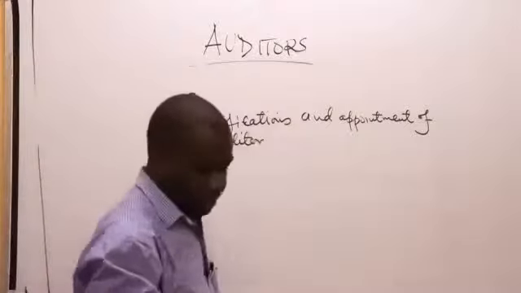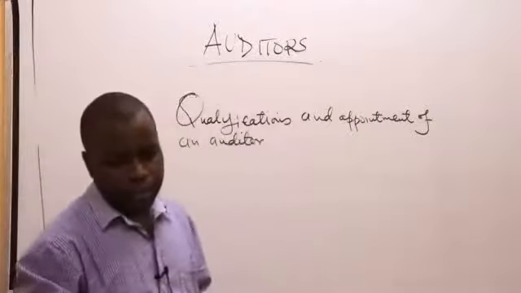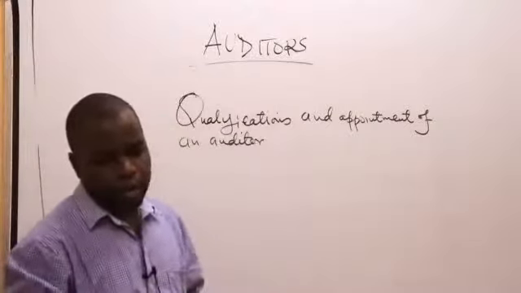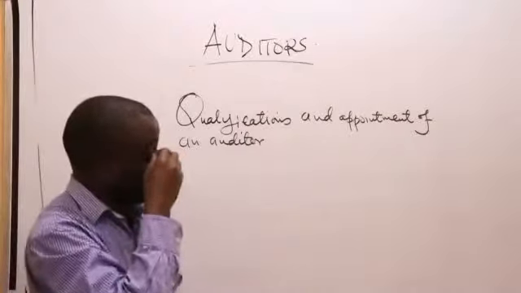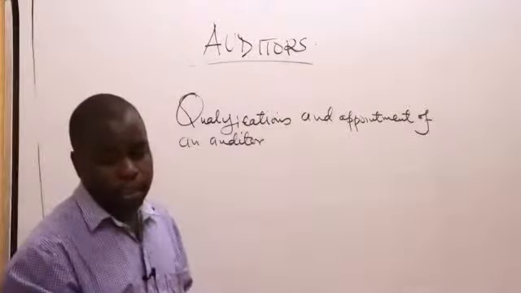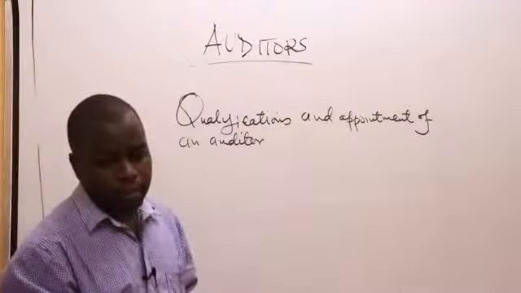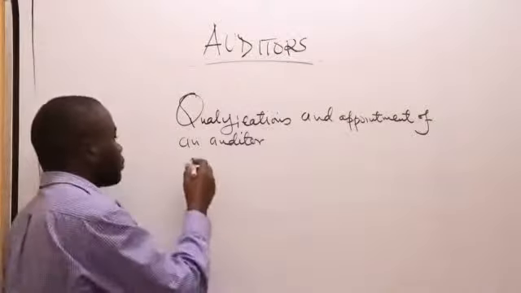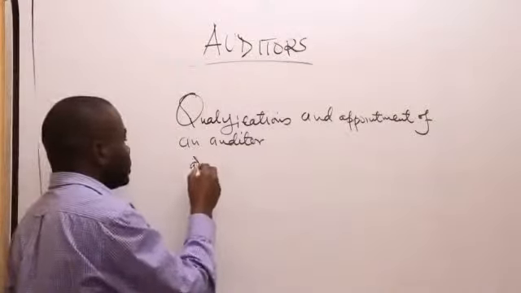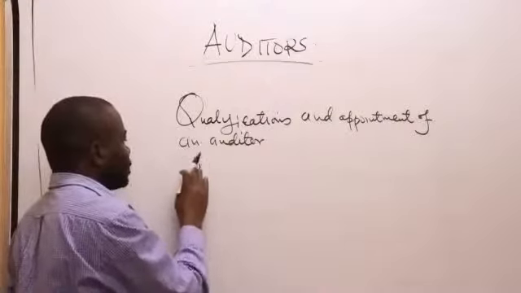Qualifications and appointment of an auditor. So the key qualifications for one to be appointed as an auditor. You have just two key qualifications. Number one is the qualifications. So these are the qualifications.